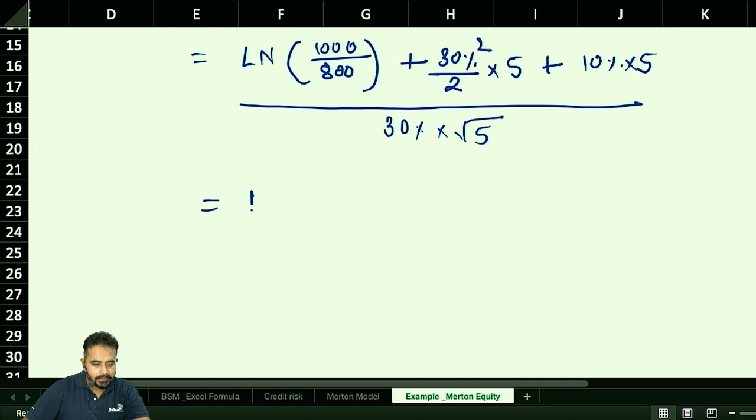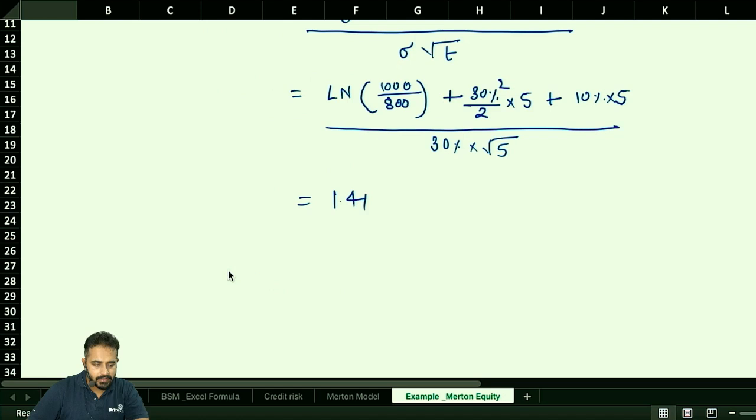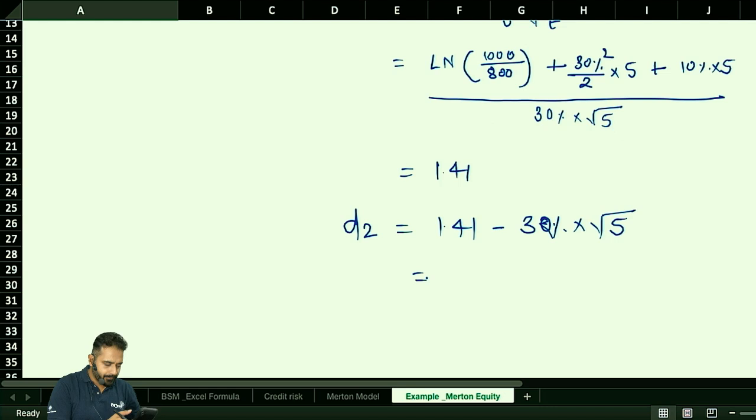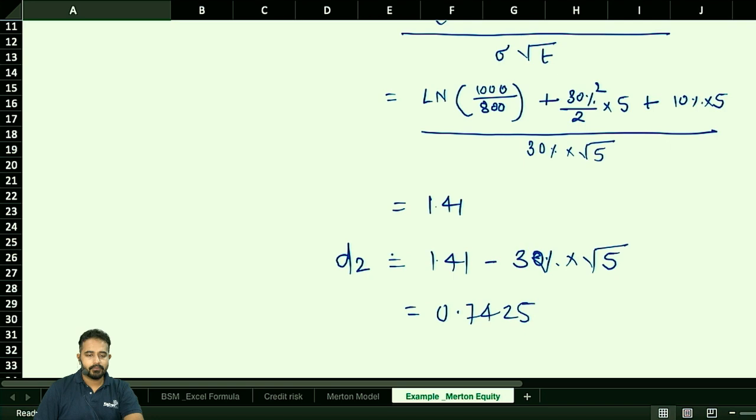Let's quickly do D2 as well. So D2 would be equal to 1.41 minus 30% into under root 5, and this value should come out to be 0.7425, and then we'll quickly convert them to ND1 and ND2 values.